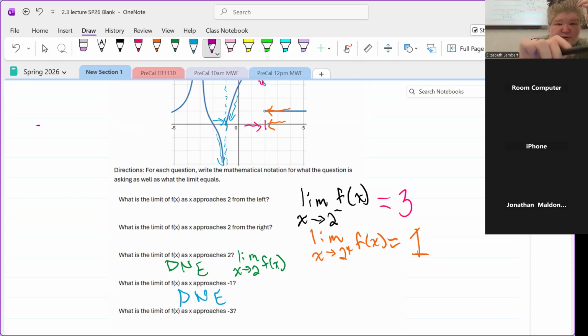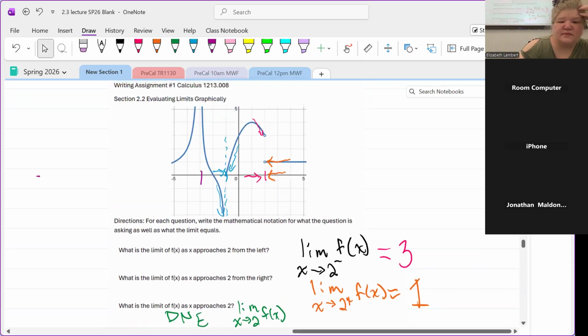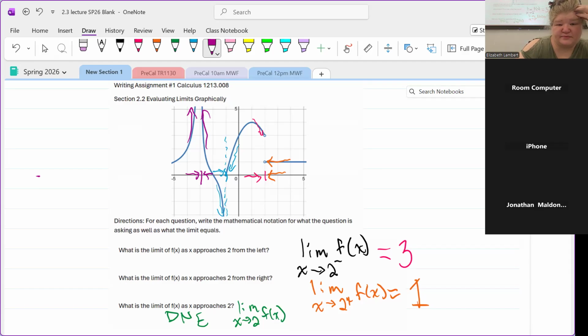So the left limit exists, the right limit exists, but they don't equal the same thing. Now, at negative 3, as we approach from the left, the graph shoots up, up, up. As we approach from the right, the graph shoots up, up, up. So what are those two limits equaling? Positive infinity.